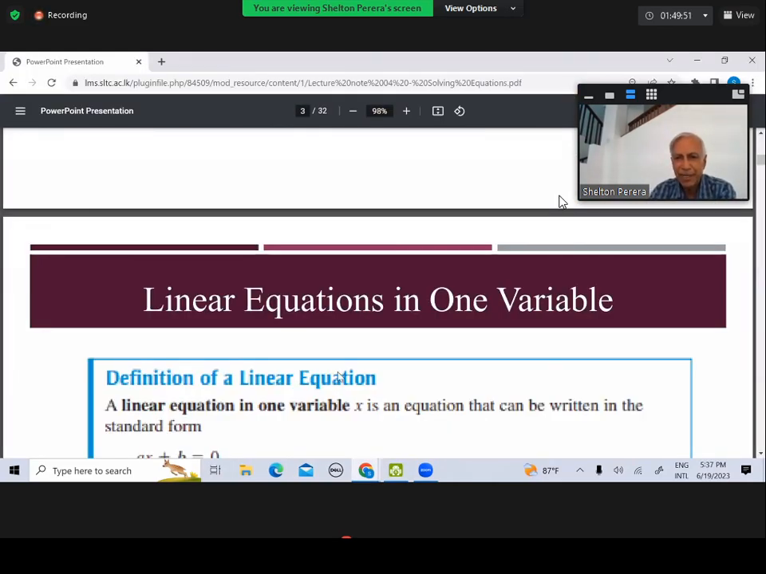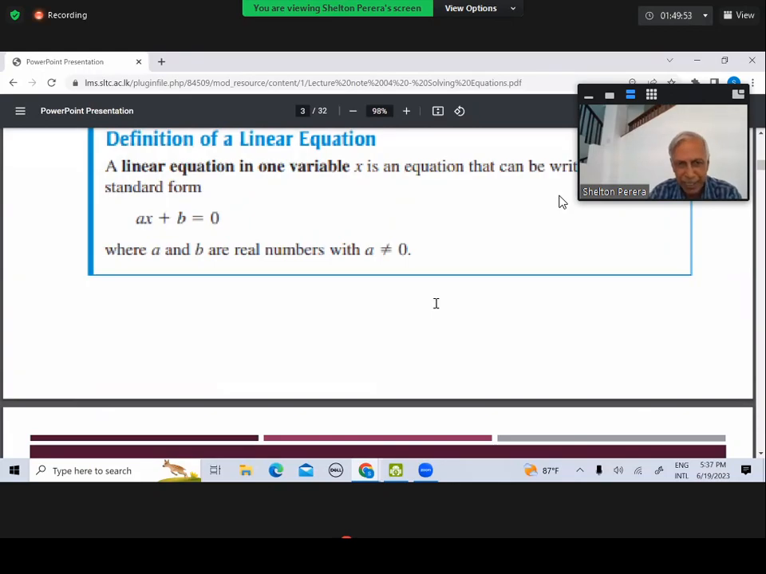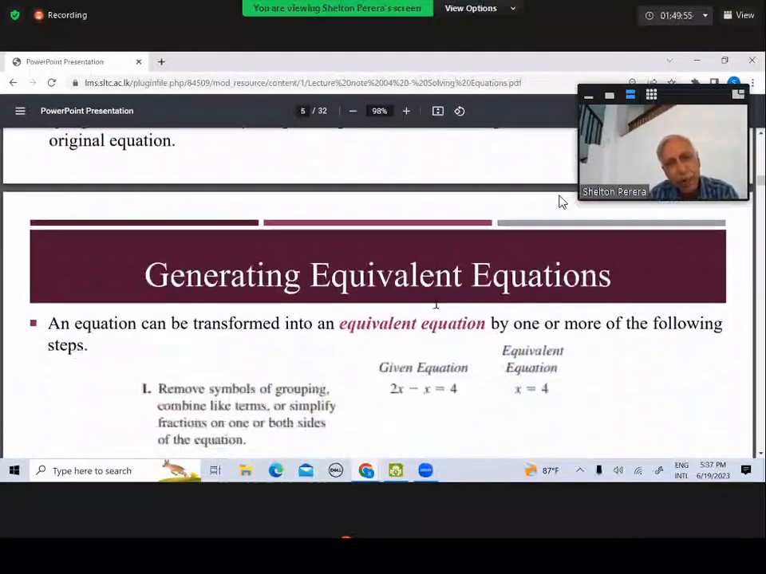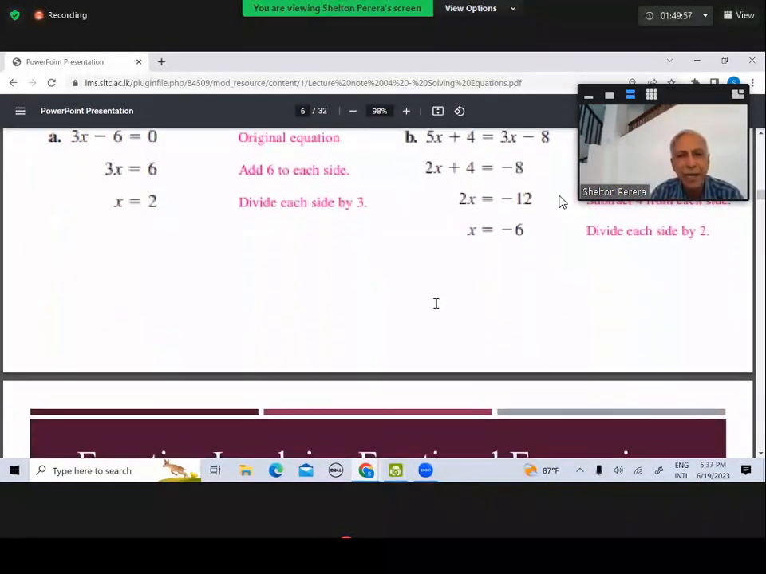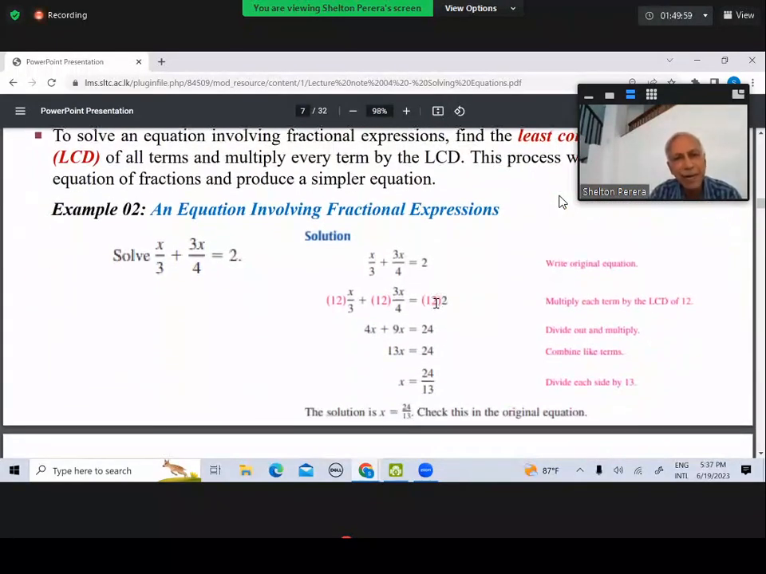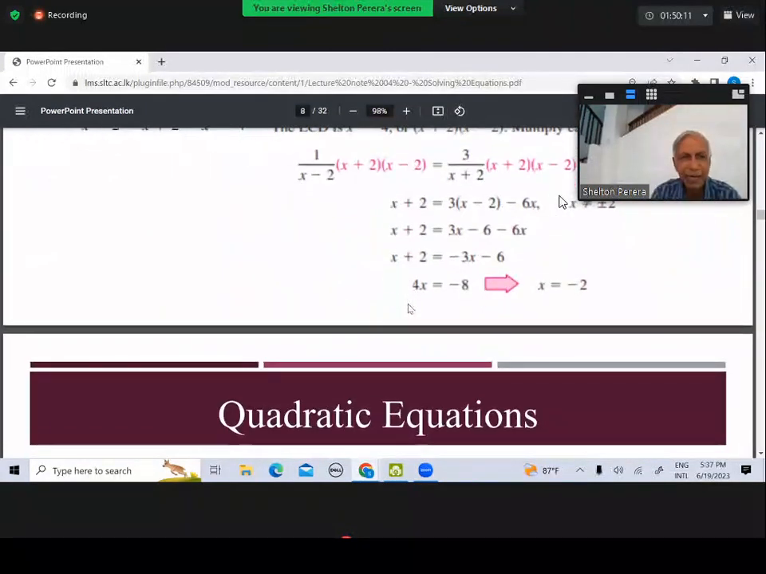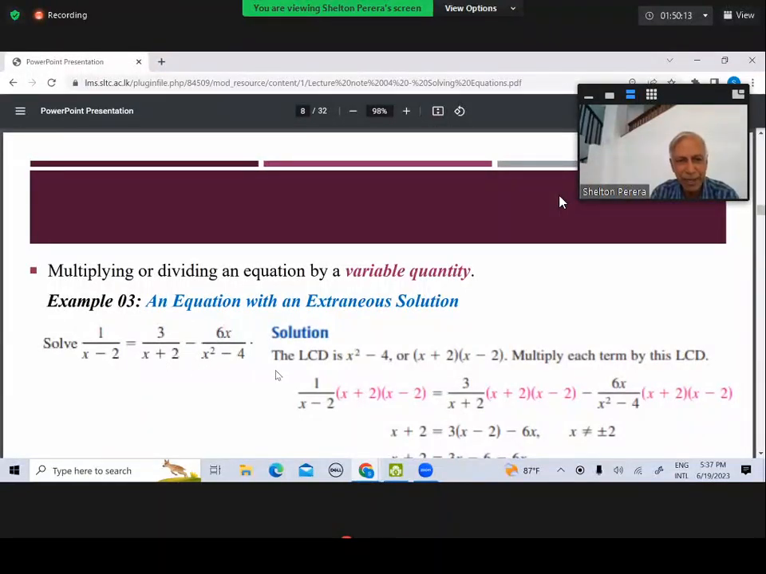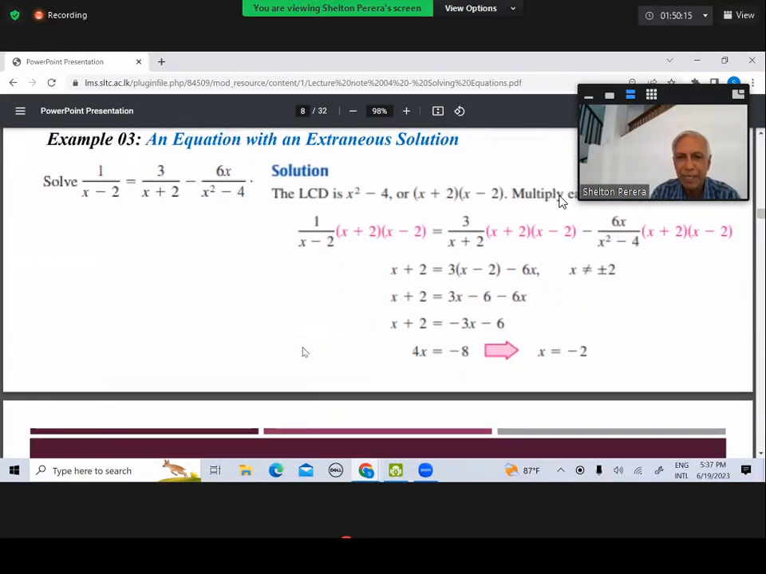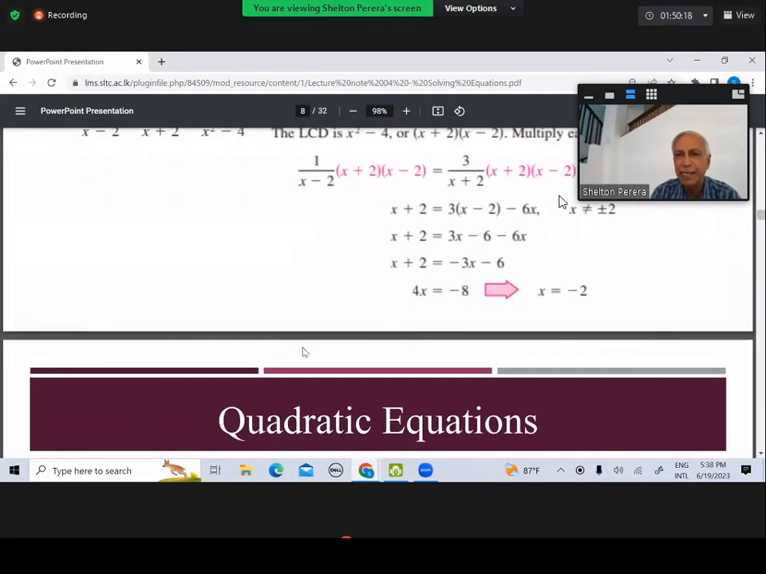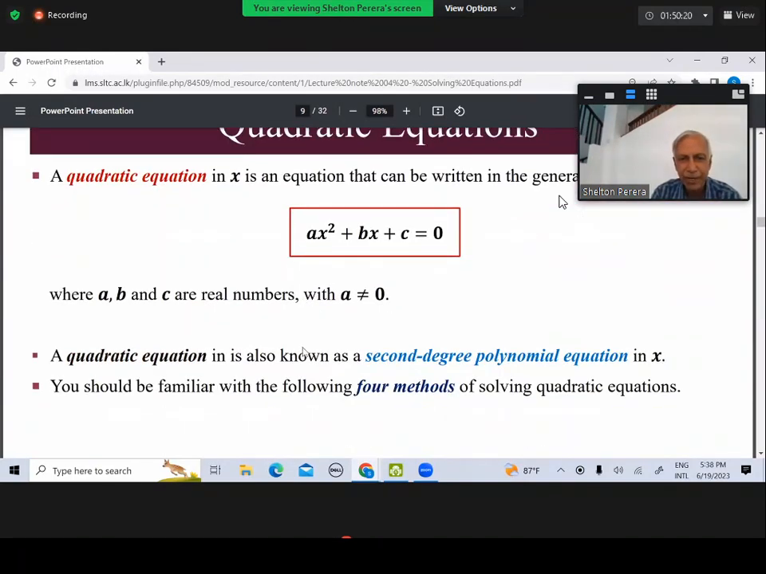Linear equations in one variable, only x is there. So you can read this now with what I have done. You can read it and actually understand with better conceptual understanding. So an equation, fractional, we did that also. We did this example, same example. Now read it and see.